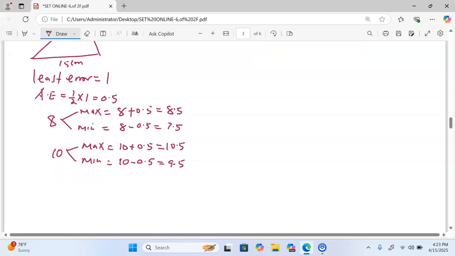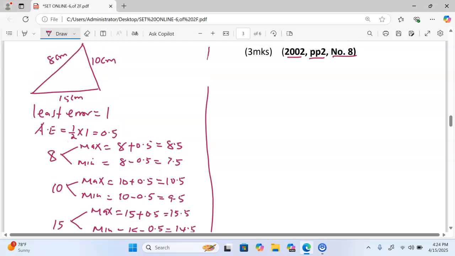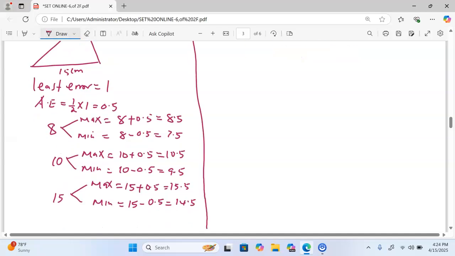And the last one is 15. We also need the maximum and the minimum. To get the maximum for 15, you take 15 plus 0.5, giving us 15.5. And of course, the minimum will be 15 minus 0.5, giving us 14.5. Once we have the maximums and minimums, we can now proceed and get what we call the maximum, minimum, and actual perimeters.